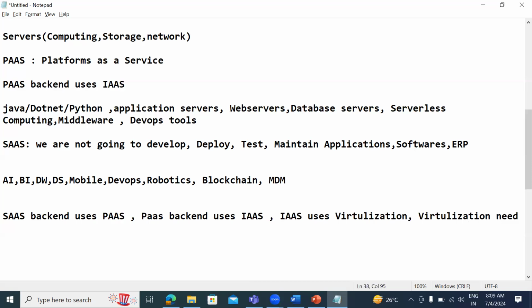Virtualization needs hardware, physical hypervisor hardware, and hypervisor management solutions like vCenter or XenCenter. Virtualization, hardware, storage, networking, all these in the public cloud are taken care of by the cloud service provider itself. We no need to worry about that.